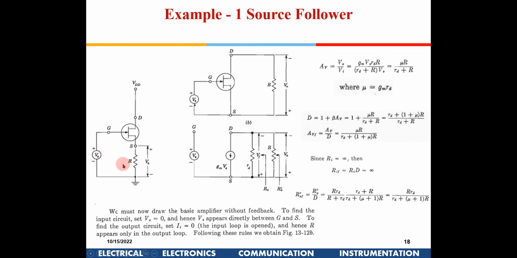First, we will redraw this circuit without feedback. For the input side, are we sampling the output voltage or output current in this case? Output voltage, correct. So I short the output voltage to remove the feedback. If I short that, in the input side, this will become like this, because I am shorting this. Correct?